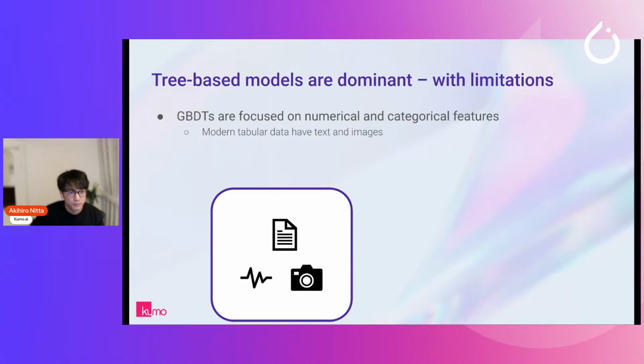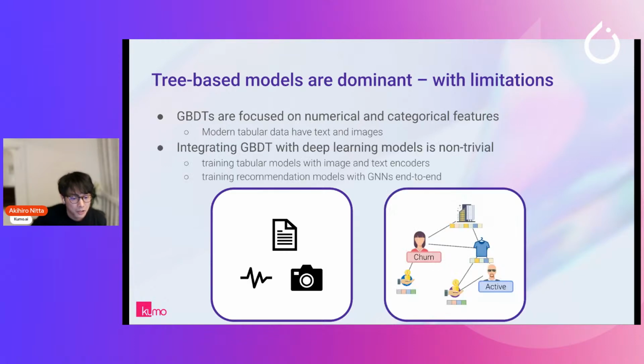So modern tabular data have text and images, and tree-based models don't directly work on those features. Another point to note is that integrating tree-based models with deep learning models is not trivial. For example, if you want to use big image extractors or text encoders, using them with tree-based models is not trivial.